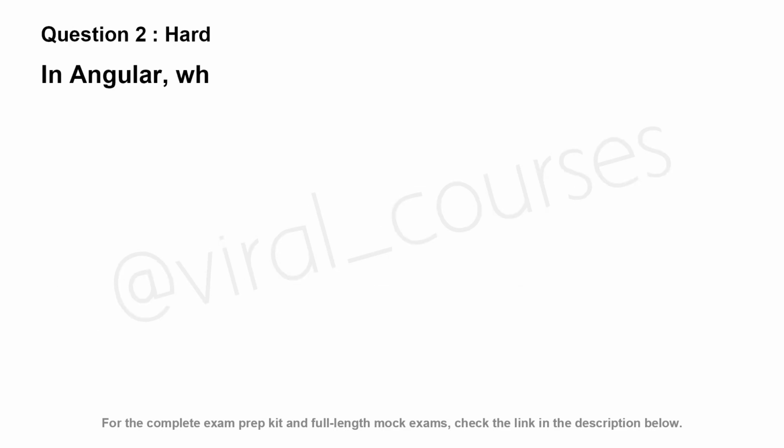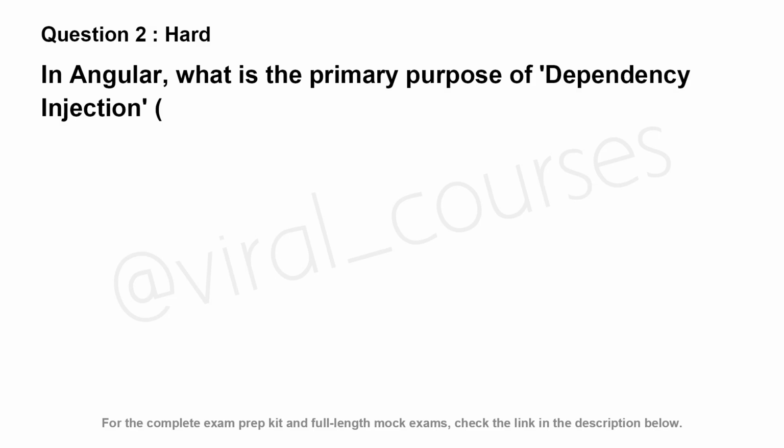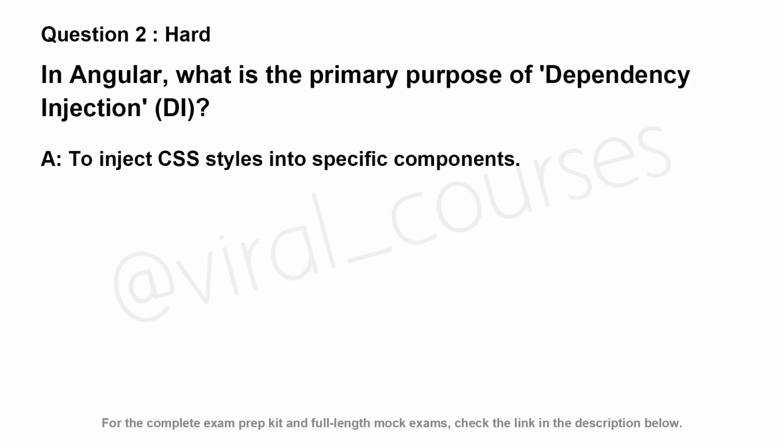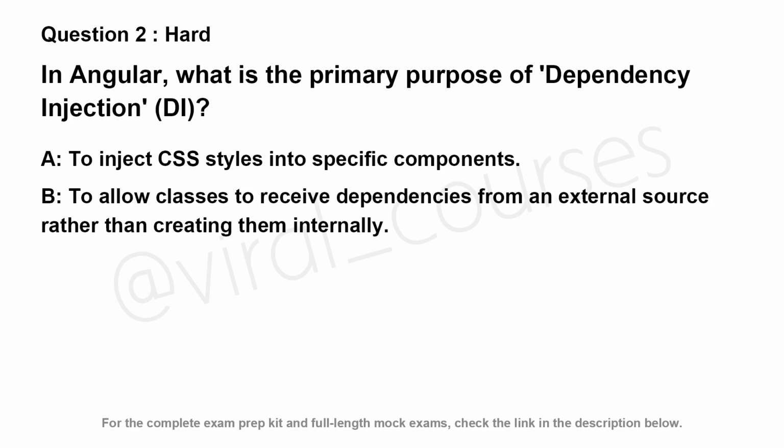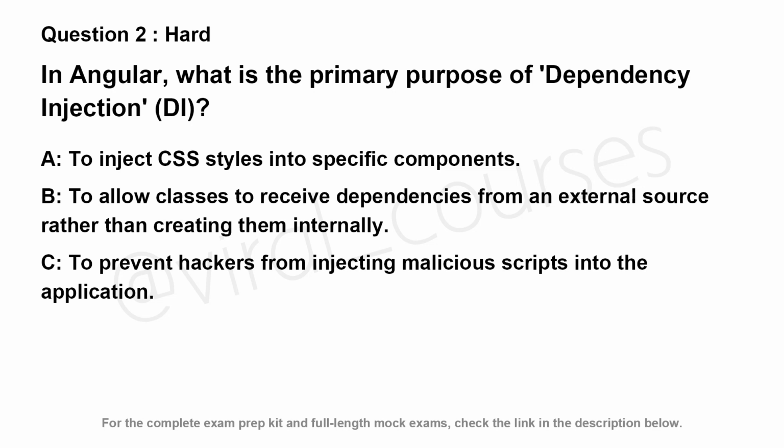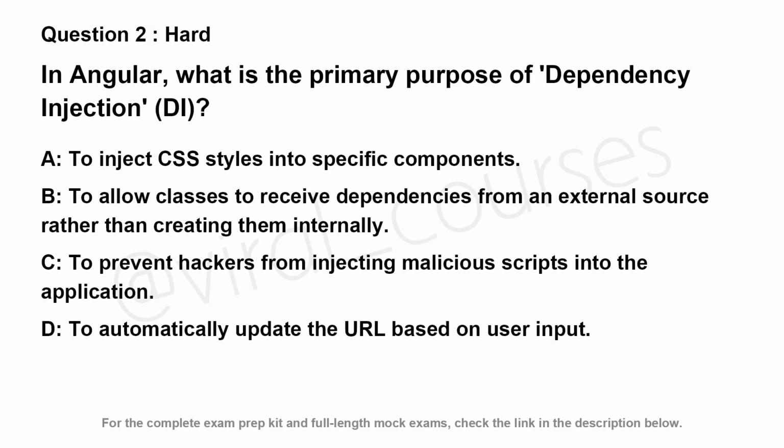In Angular, what is the primary purpose of dependency injection? Option A. To inject CSS styles into specific components. Option B. To allow classes to receive dependencies from an external source rather than creating them internally. Option C. To prevent hackers from injecting malicious scripts into the application. Option D. To automatically update the URL based on user input.